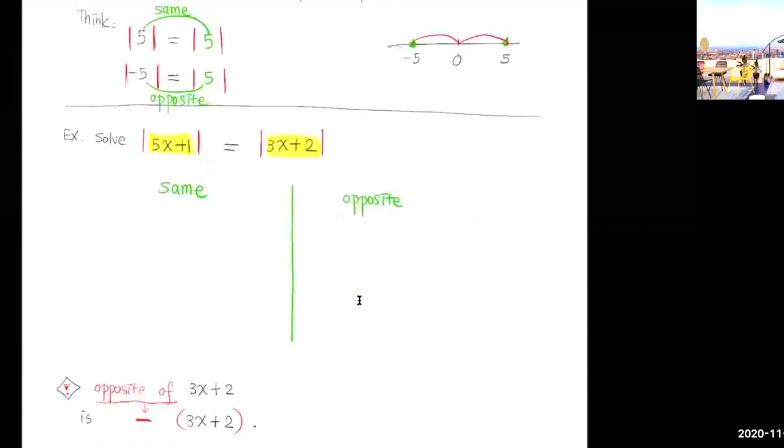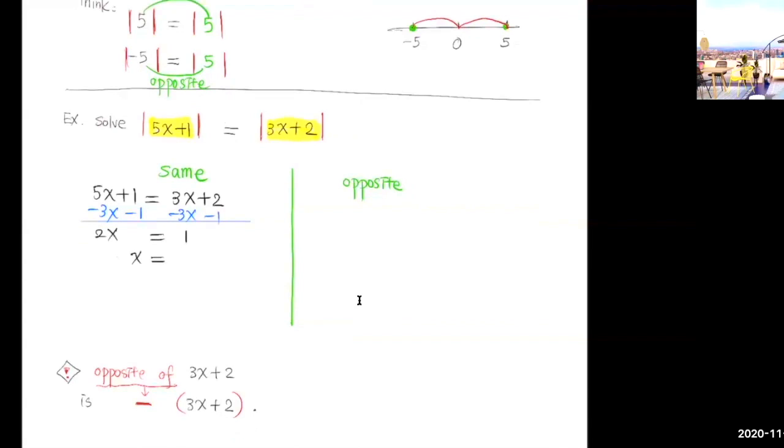If they're the same, I will have 5x plus 1 equal to 3x plus 2. Solving this, what does x equal to? 1 half. You subtract 3x on both sides, right? So you get 2x, and then you subtract 1 from both sides, so you get 1. So x equals 1 half.